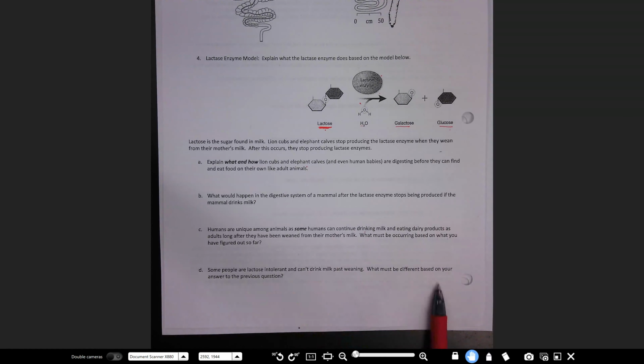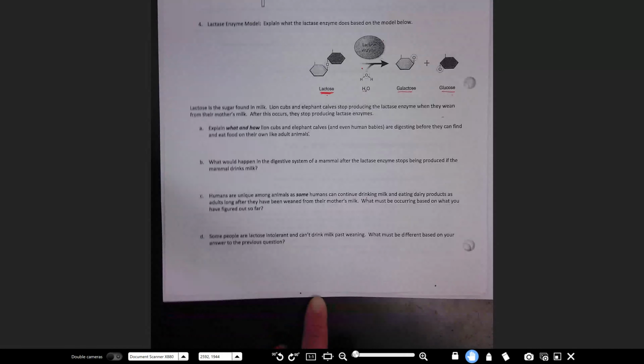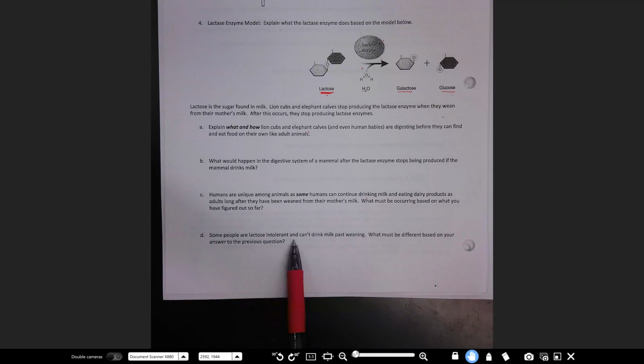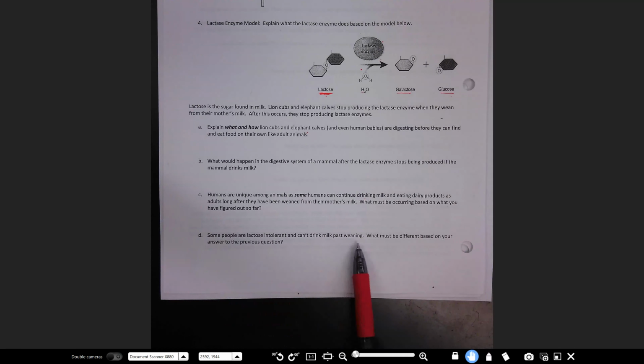Okay, so again, the question is, some humans can still drink milk and eat dairy products long after they've weaned from their mother's milk. So what do you think is occurring inside of their bodies that allows them to do that? And last, some people are lactose intolerant and can't drink milk past weaning. What must be different in these people based on your answer to the previous question? So if somebody is lactose intolerant, how are they different? Why can't they drink milk? What is missing from their bodies?